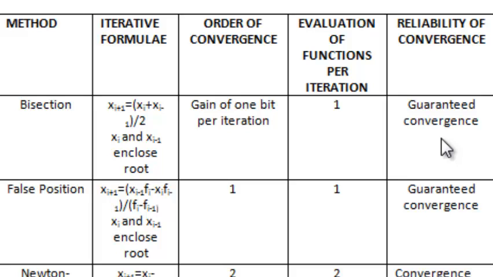The bisection method converges slowly. It is, however, the simplest iterative method and is guaranteed to converge. Convergence is slow and steady.